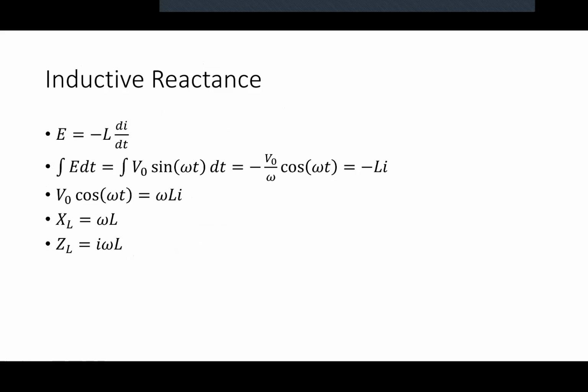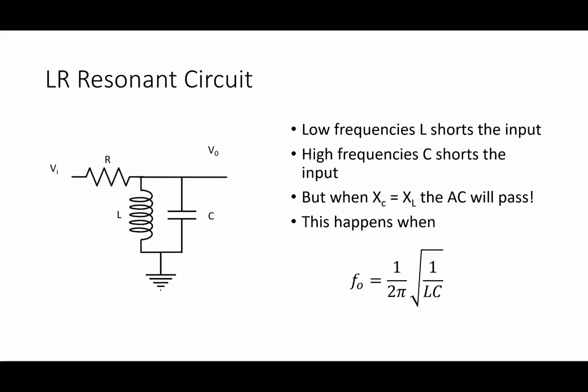Here is the inductive reactance worked out. You don't need to bother about the math, but as I said, the reactance is omega L. The so-called impedance, the complex form of reactance, is i omega L, where i is the square root of -1. Something you'll need for the more advanced levels of license, but not for the technician license.